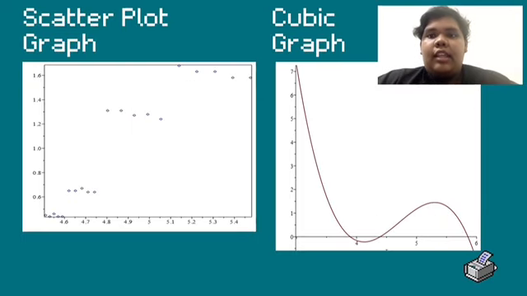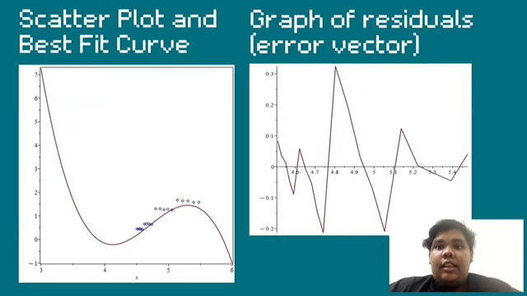These two diagrams show the scatter plot for the cubic graph and the cubic graph itself. These two diagrams show the scatter plot with the best fit curve, and the graph for the error vector or the residual graph.